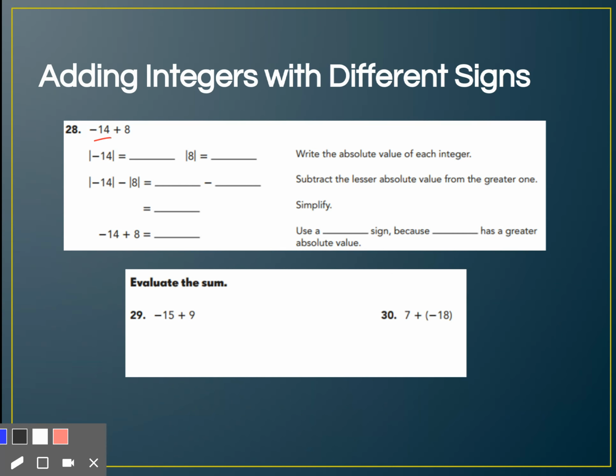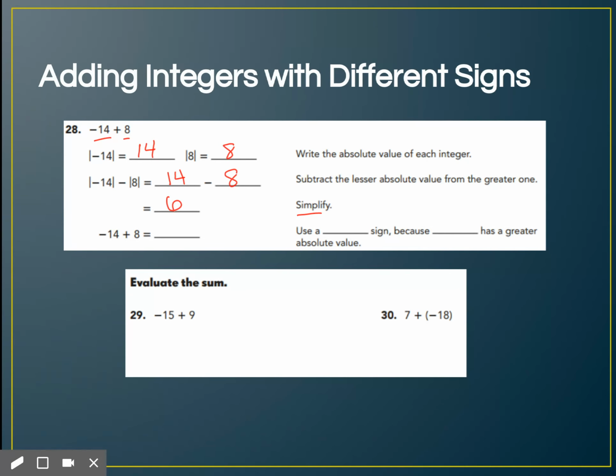Negative 14 plus 8. First, I'm finding the absolute value of each integer. Negative 14's absolute value is 14. 8's absolute value is 8. So that turns into a subtraction problem in step 2 with the larger digit first. So 14 minus 8. Do the subtraction, or what they're calling simplify.